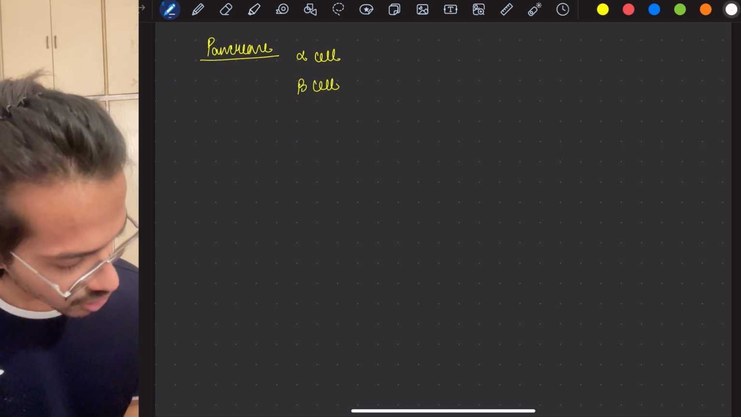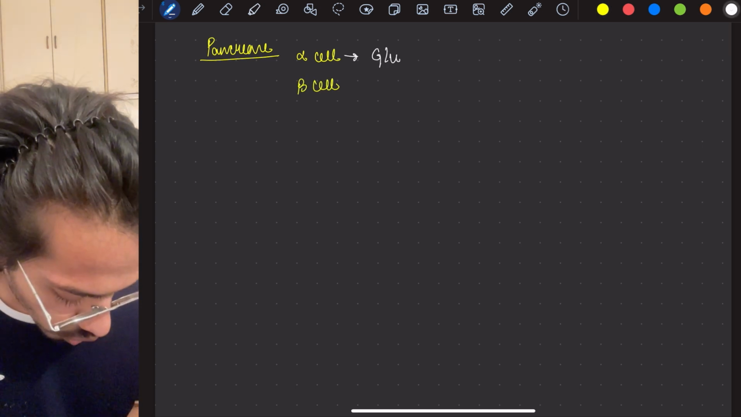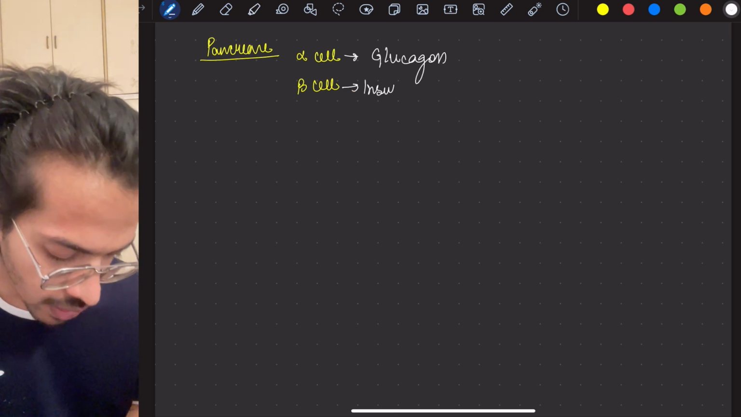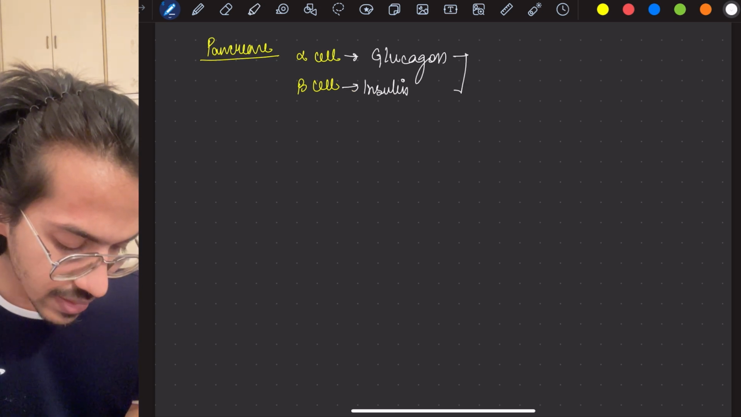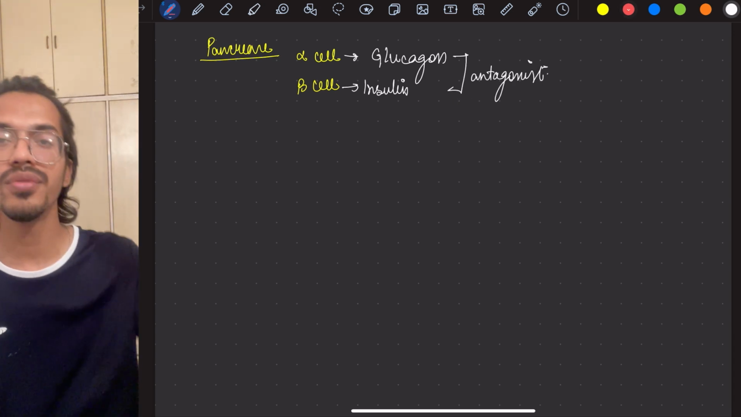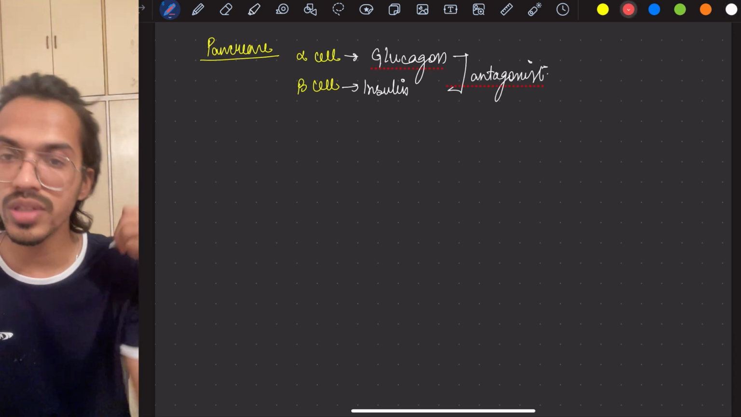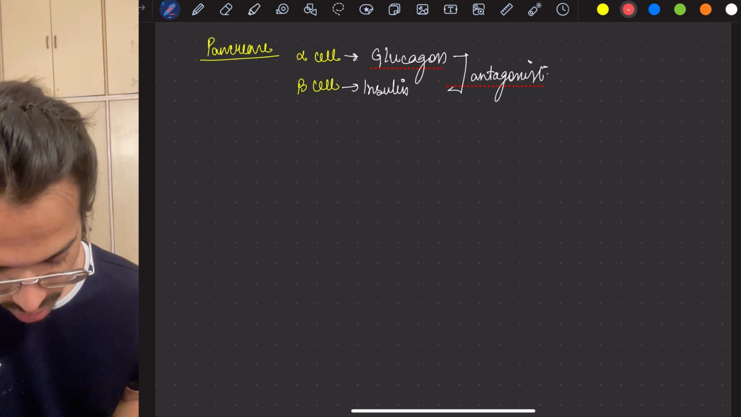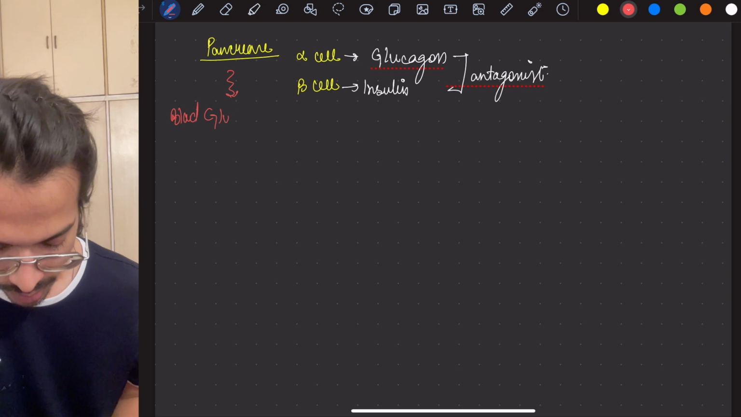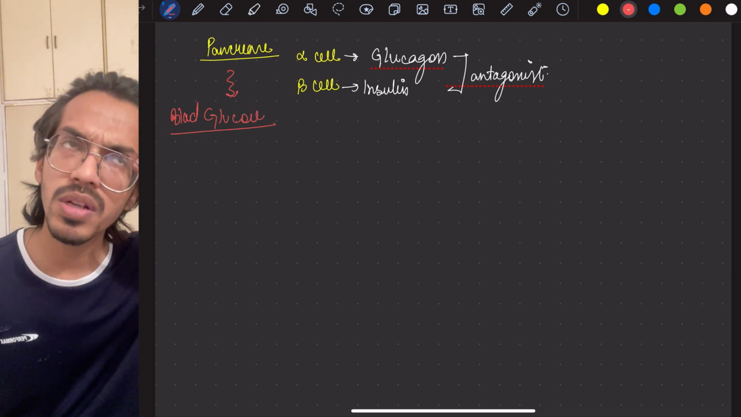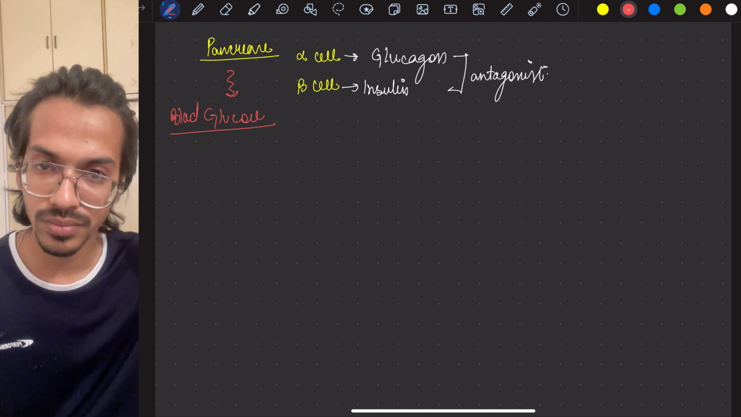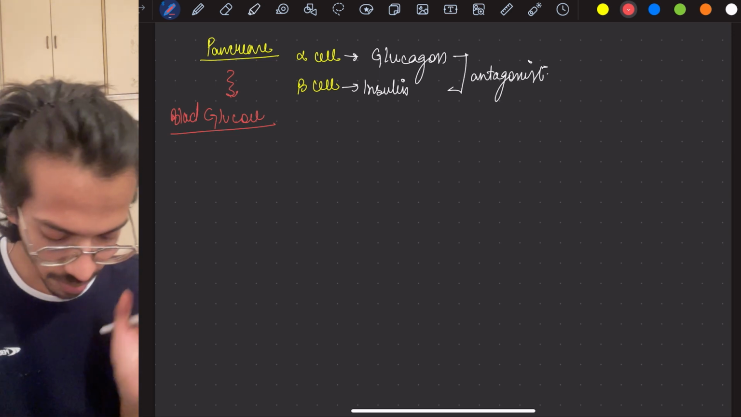The alpha cell is responsible for the secretion of glucagon and the beta cell is responsible for insulin. Both of them are antagonistic. If I'm saying antagonistic, it means one will work to increase the thing, the other will work to decrease the thing. Since the pancreas is responsible for the blood glucose level. If someone asks which hormones are responsible for the blood calcium level, then TCT and parathormone. Here they are antagonistic for the blood glucose level.